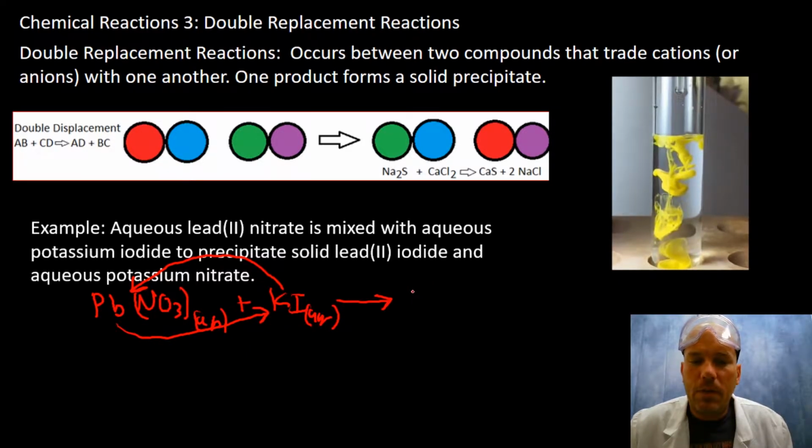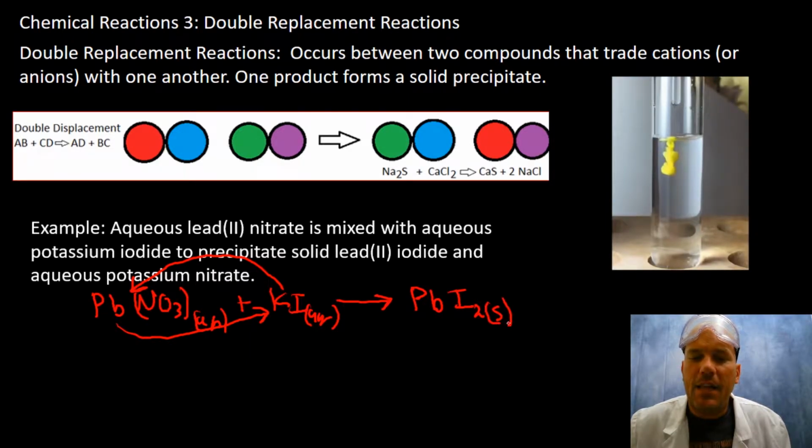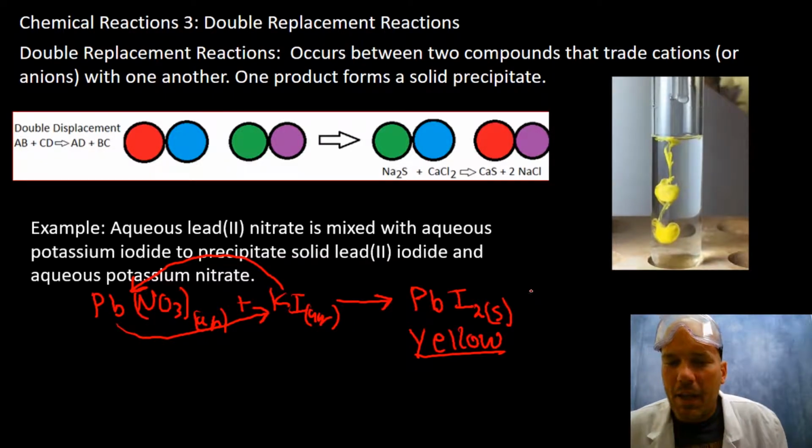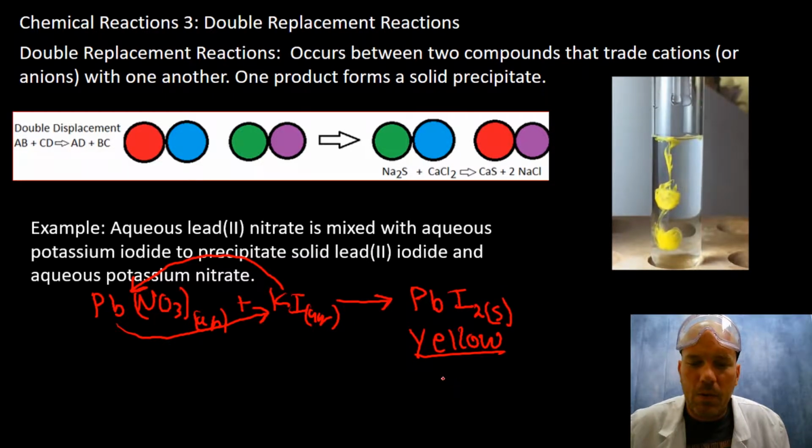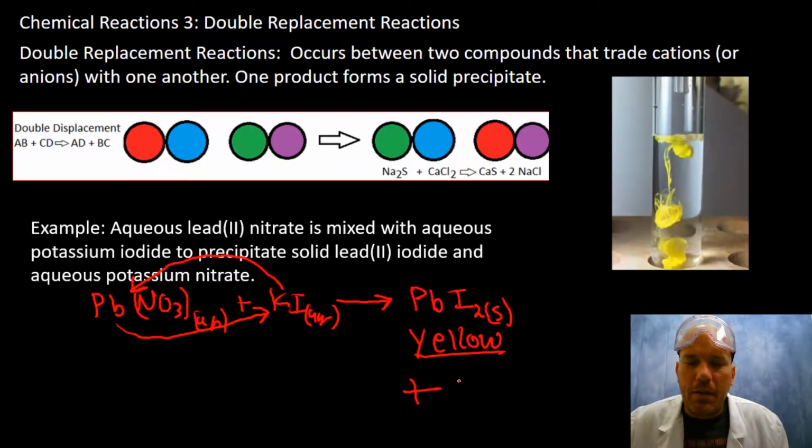So we're going to yield potassium, or excuse me, lead 2 iodide. This is a solid precipitate. This is what you see in the video. That is yellow. So cool. And the other product is going to be, I'm going to write it here so I don't end up blocking it with my face, potassium nitrate, which is aqueous.